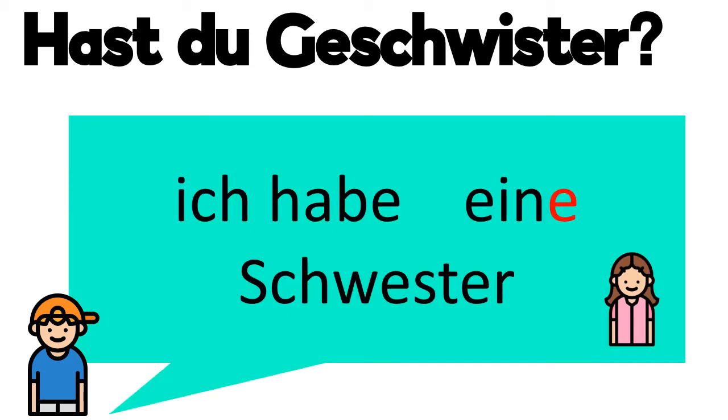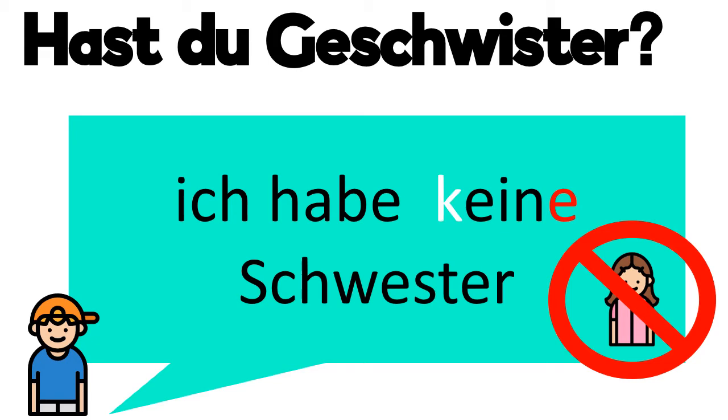And the same kind of thing happens for sister. So ich habe eine Schwester is I have a sister. And if you want to say I don't have a sister or I have no sister, we just, again, have to add a K there. So that then becomes ich habe keine Schwester. I think it's quite a neat, efficient way of using the language, just adding that one letter to completely make your sentence negative.